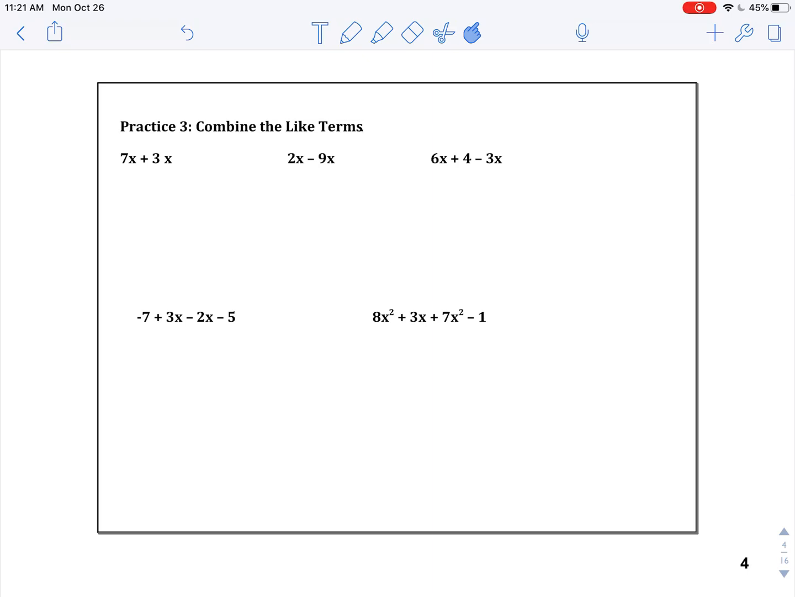Okay, so then you have some practice problems. Go ahead and do the practice problems, and we'll come back and review those.